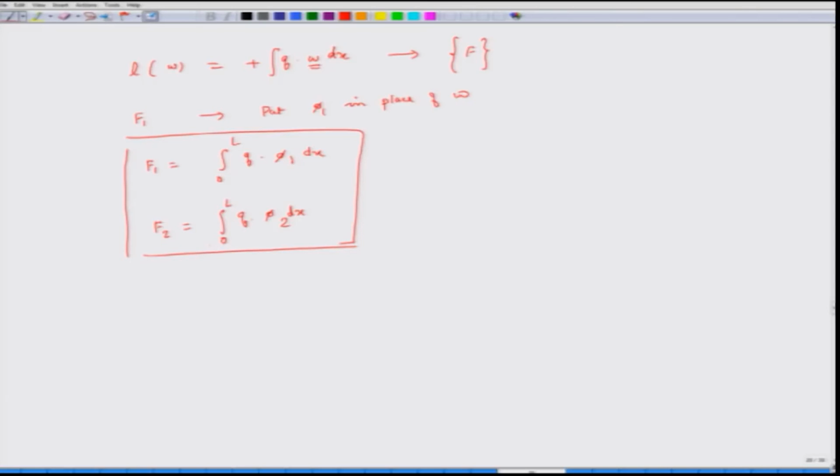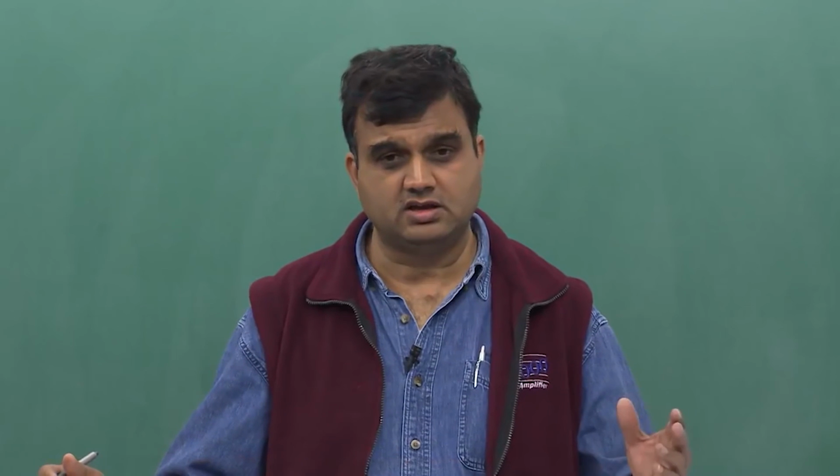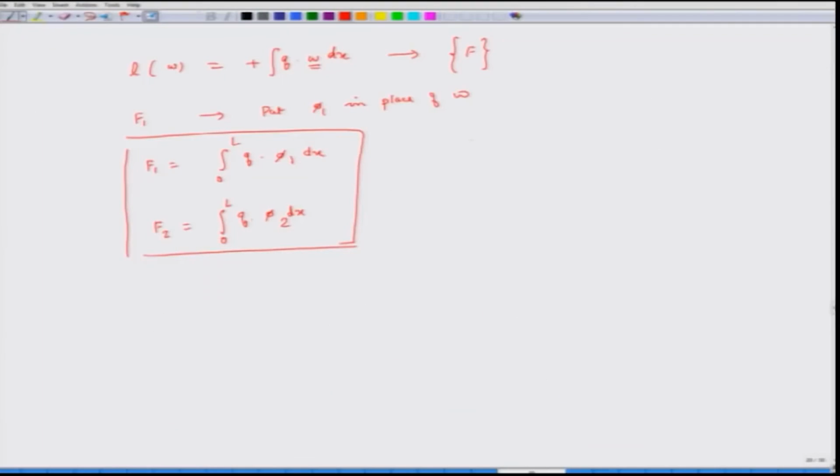And what kind of phi1 and phi2 do I have to choose? These phis have to meet which conditions? The essential boundary conditions. They need not meet the natural boundary conditions.